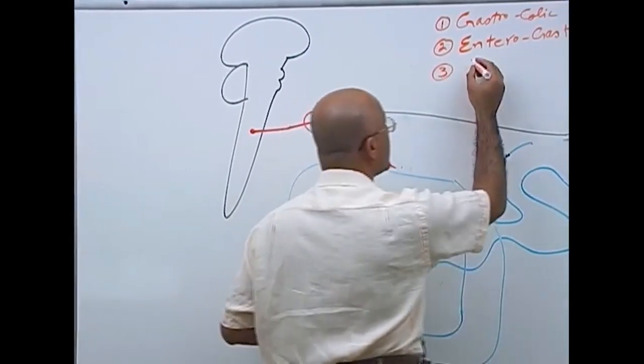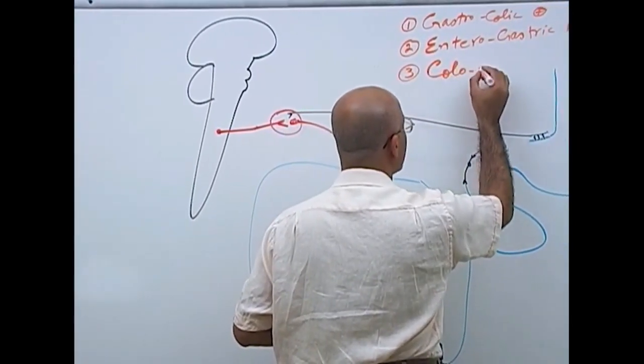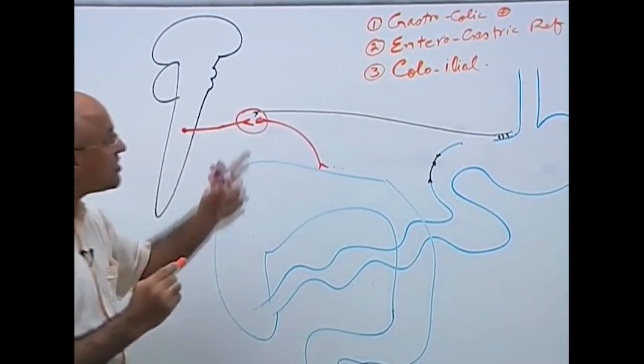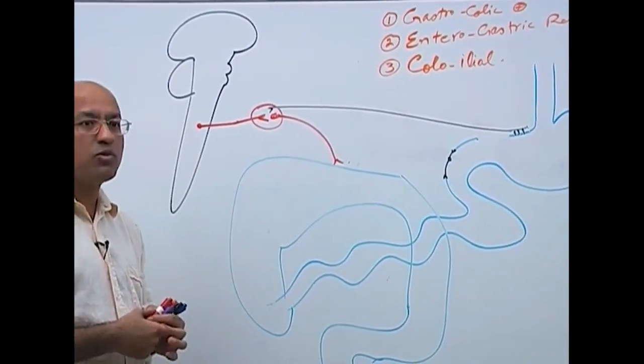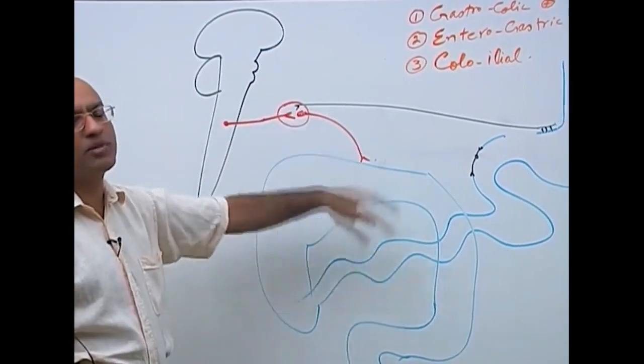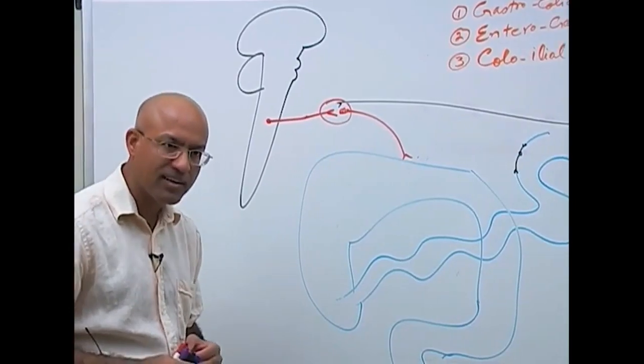Yes, coloileal. Some people call it colonoileal. So these are three types of reflexes which involve the sympathetic ganglion. That sensory fibers go up to the sympathetic ganglion, and from there the motor fibers come back, right?